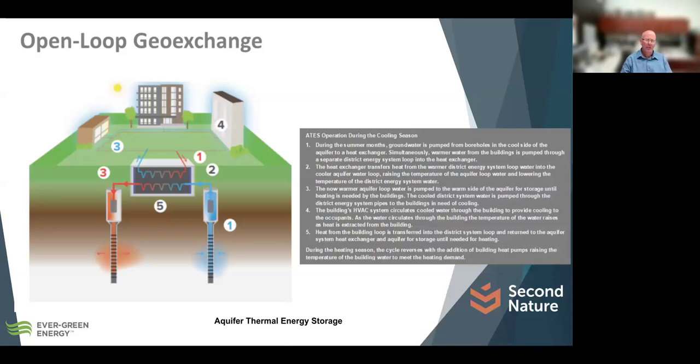But essentially, you're taking heat out of the buildings in the summer and transferring it into that aquifer water, storing that heat in the aquifer, and then in the winter, you switch the directional flow of that aquifer water and you take the heat out and discharge it into the buildings. And then in the summer, you're taking the heat out of the buildings and putting it in the aquifer water. And again, we have several projects under construction and design in the upper Midwest, primarily in Minnesota right now, for that type of technology.